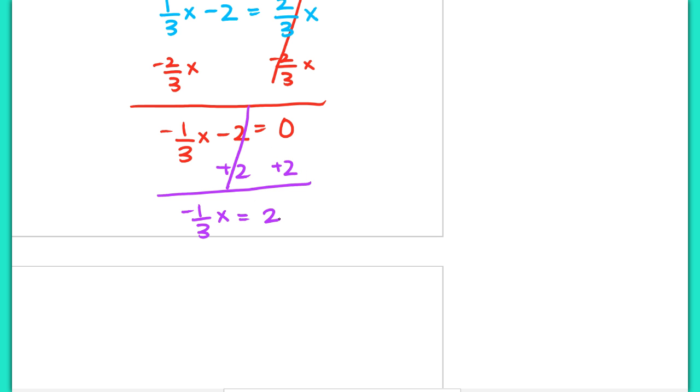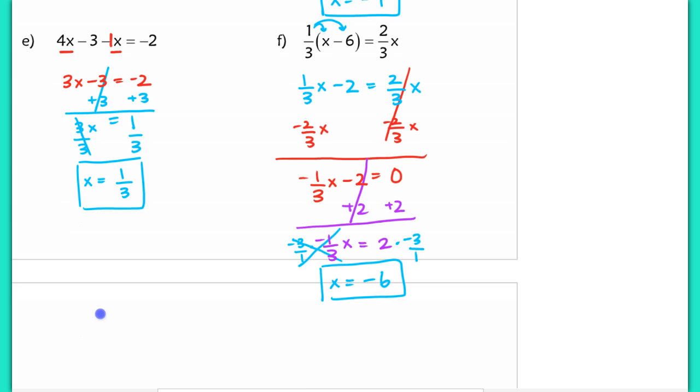And now we're just using one of the skills that we just talked about in part 1 of the video. We're going to multiply now by the reciprocal here, which is going to be negative 3 over 1. So we multiply by negative 3 over 1 on both sides. That'll cancel this fraction here that's attached to the x. So I have x equals 2 times negative 3 over 1, which gives me negative 6. So there's my final answer for letter F. So that one's a tough one.